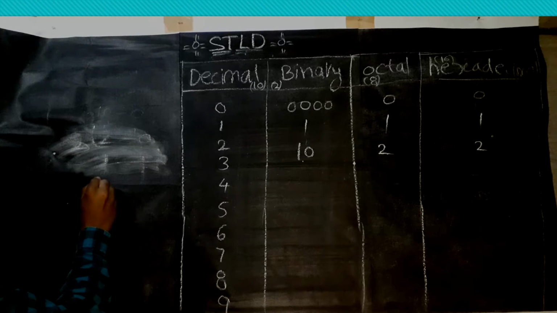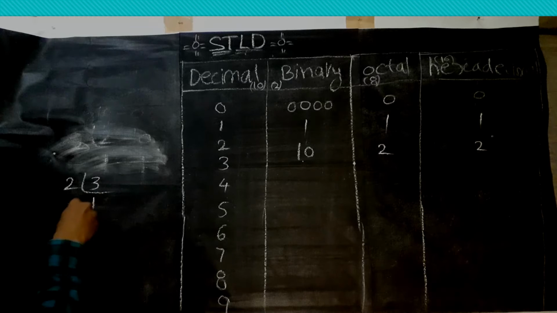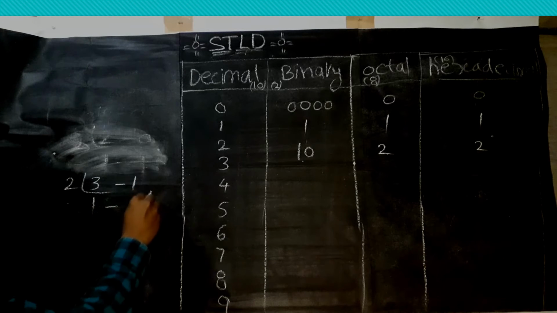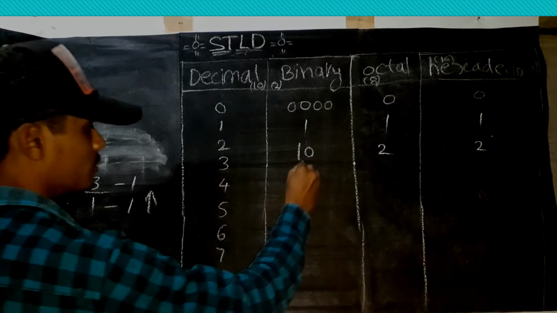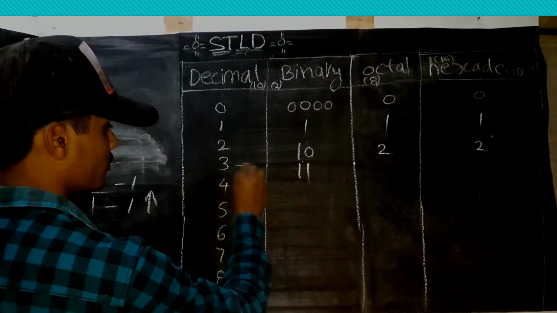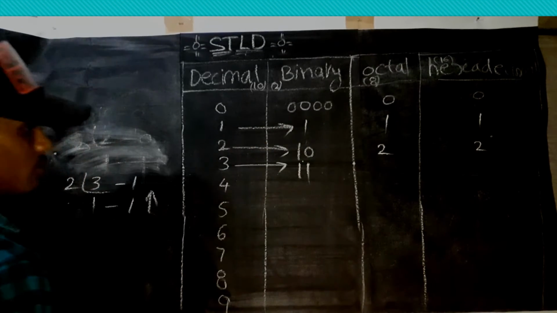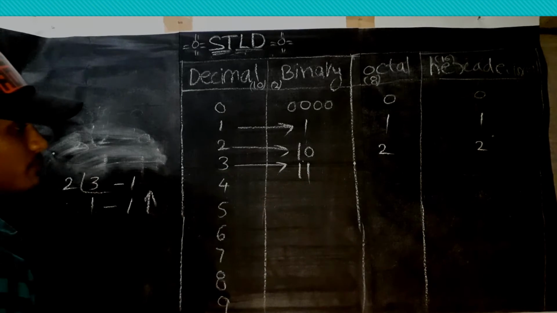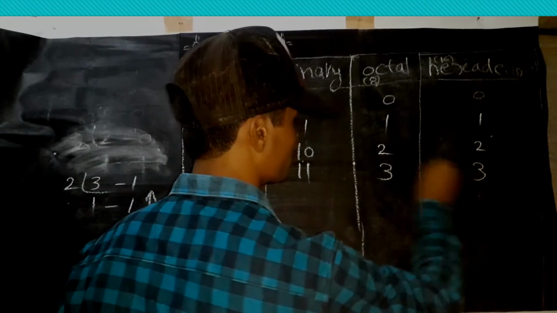Now the decimal number system is 3. Divided with 2, 2 ones are 2. Remainder is 1. This 1 is carry. Now the binary code of value of 3 is 1, 1. Octal number system is 3. The hexadecimal number system is 3.